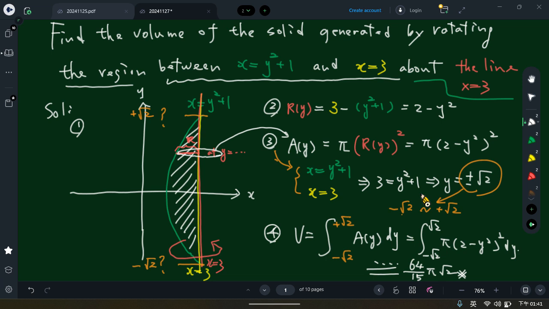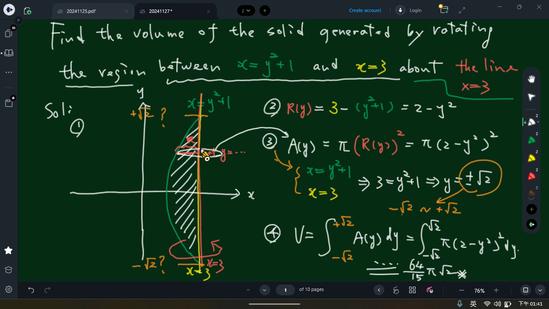The second very important parameter is x is equal to 3. This is the rotation axis. So this time the rotation axis is exactly the same as the boundary line, so it's also x is equal to 3. Then, using this, we try to get each typical disk.